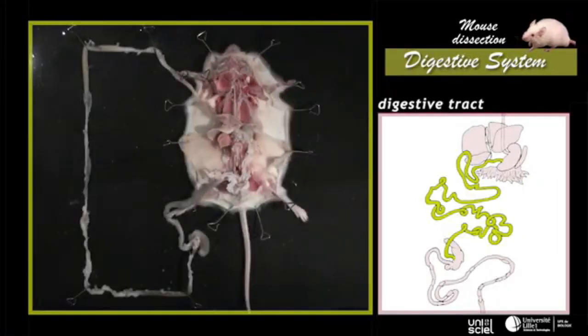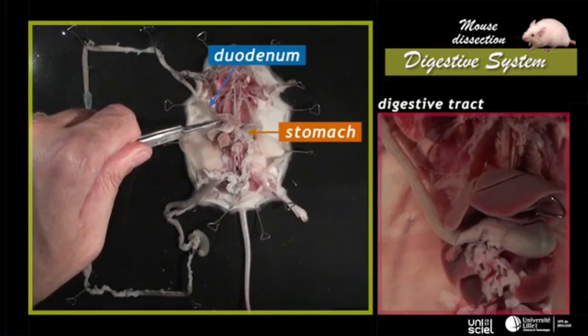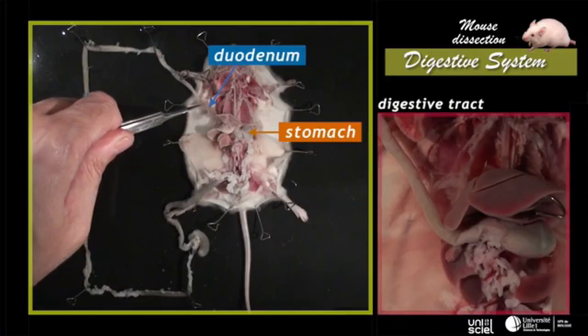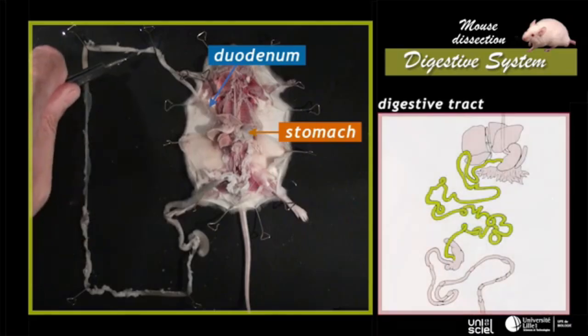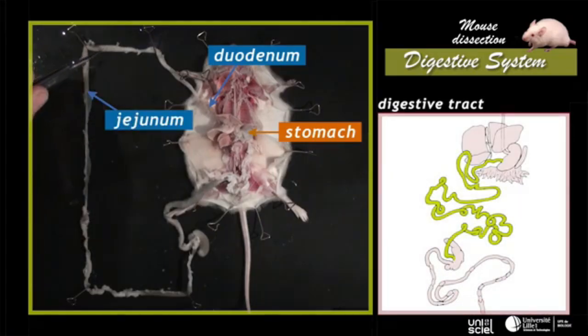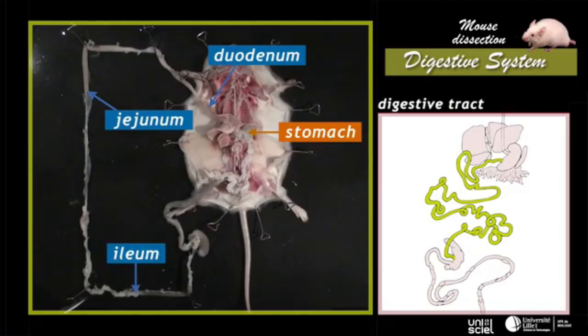The small intestine is divided into 3 parts: the duodenum, the most anterior, the median jejunum, and the posterior ileum.